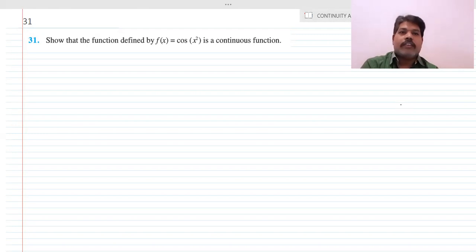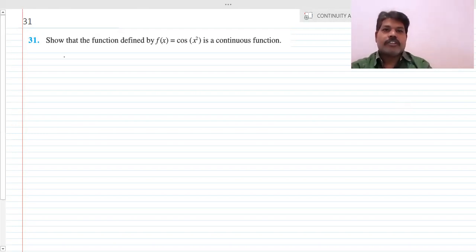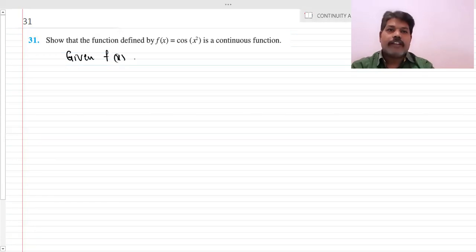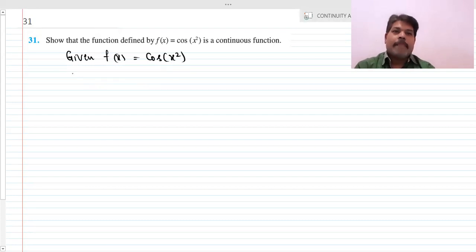So here, in the given f of x, first we have to see what the function is. Given f of x is equal to cos of x square. So here two functions are there. The first function I will take: let g of x is equal to cos x.